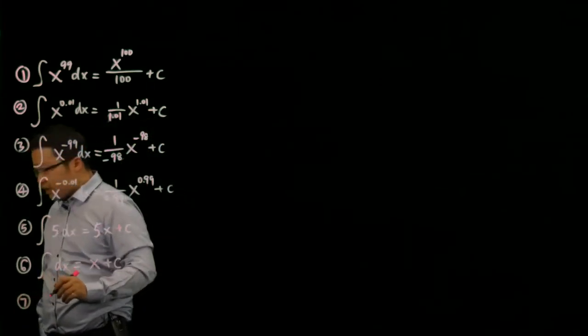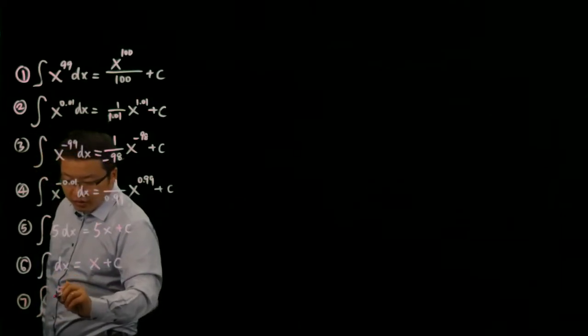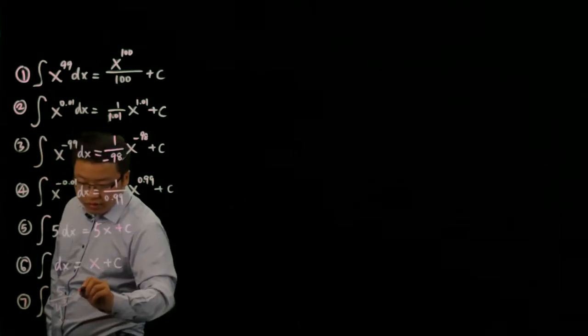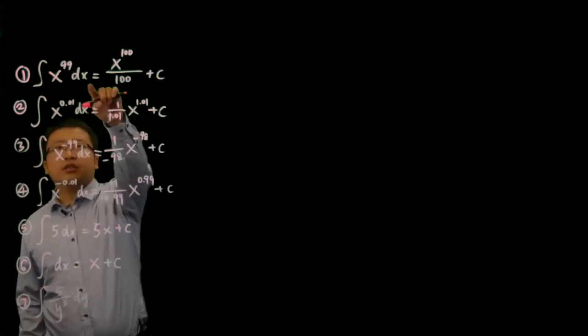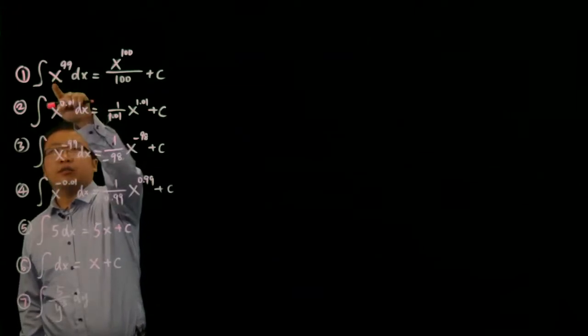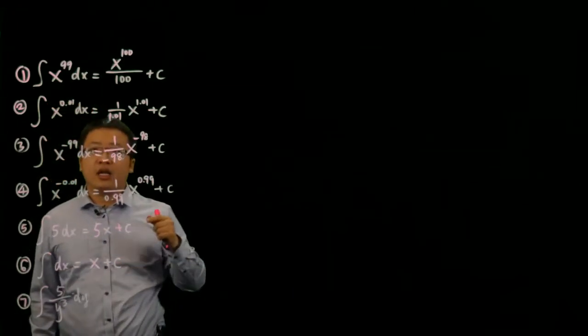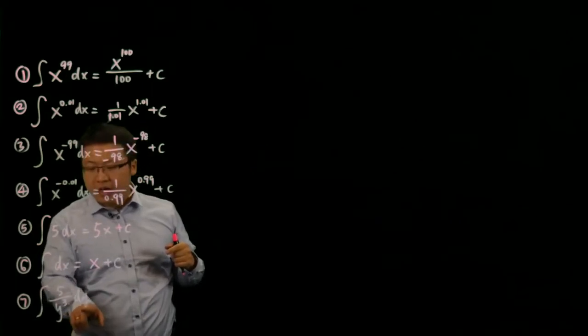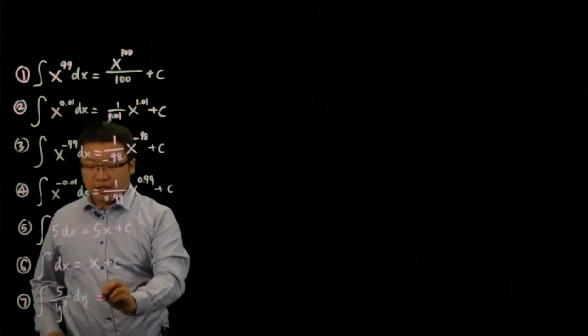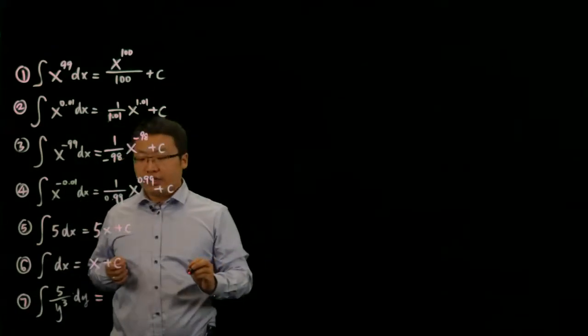Number 7, what is the integral of 5 over y to the third dy? Now, if you notice, this is all dx. That represents the variable I'm having is x, and I'm taking the derivative with respect to x. Now, this becomes a y, and the variable is y. I can give you another example if it's not that case.